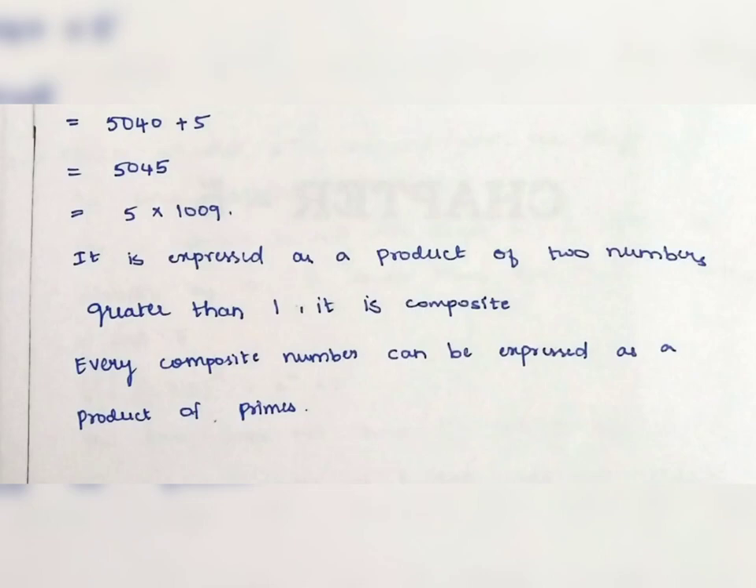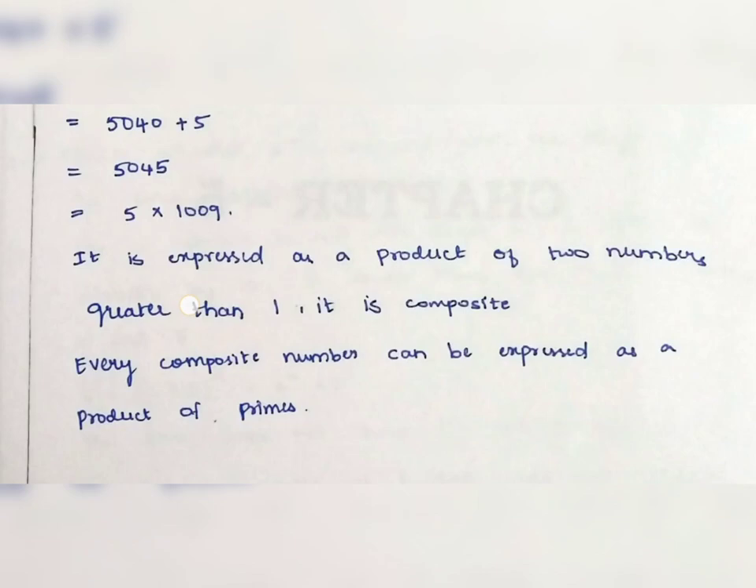So it is expressed as a product of two numbers greater than 1. It is a composite number, because the composite number definition is that it can be expressed as a product of two numbers greater than 1. Every positive number can be expressed as a product of primes.